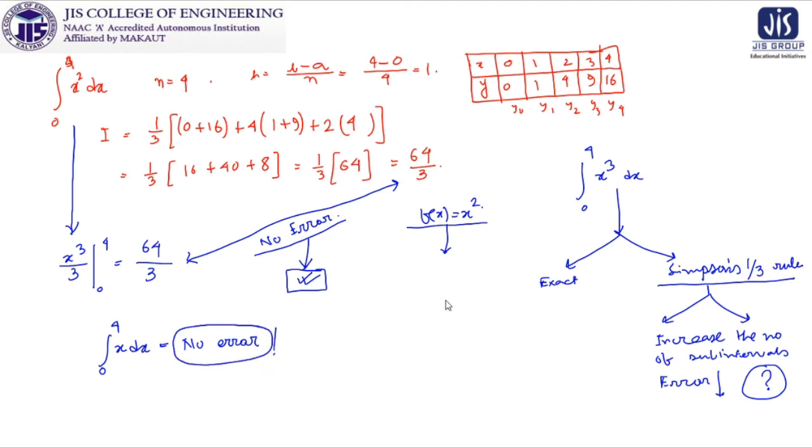So you can distribute the discussion of Simpson's one-third rule in this manner: first of all you have to know the working rule, and then for your concept building you must think about which types of functions this method gives you no error, and in which types of functions this method will give you error, but the error will be minimized if the number of subintervals is increased.